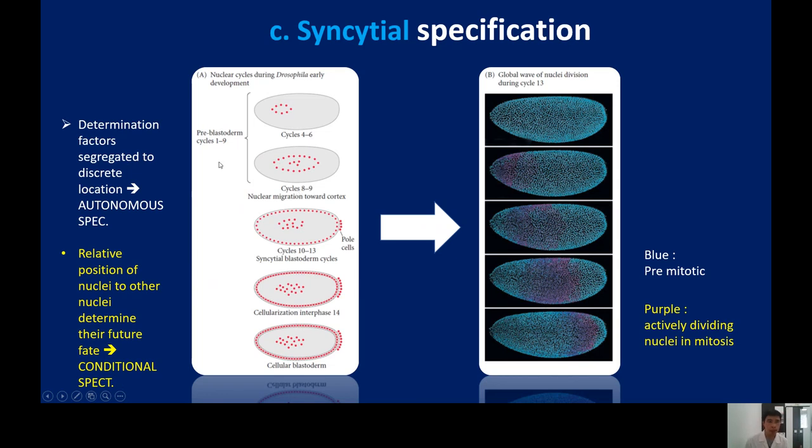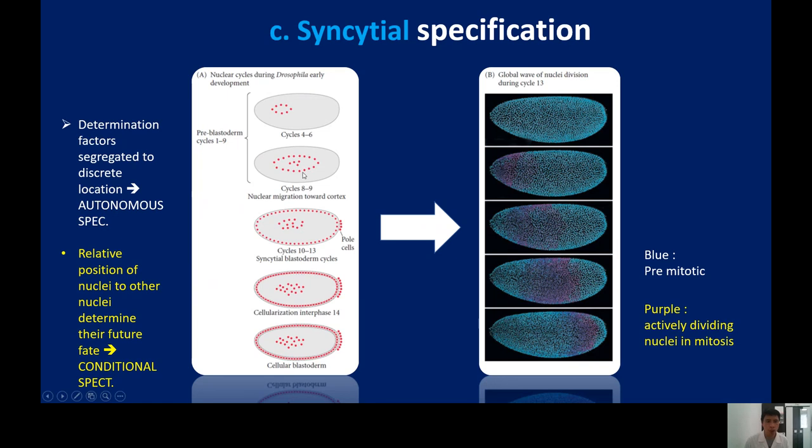Which one is the autonomous specification? Because there are determination factors actually in the cytoplasms, in the entire cytoplasm. So every single determination factor inside the cytoplasm will be segregated to discrete locations. So the determination factors that will trigger the formations of the head, for example, or thorax, will move into the frontal part of the cytoplasm itself. And the determination factors for, for example, the appendage or the abdominal part will be in the middle or in the caudal part of the cytoplasm of the zygote. So these are autonomous specifications, of course, because the determination factors occur inside the cytoplasm and will segregate into the distinctive parts of such a zygote.